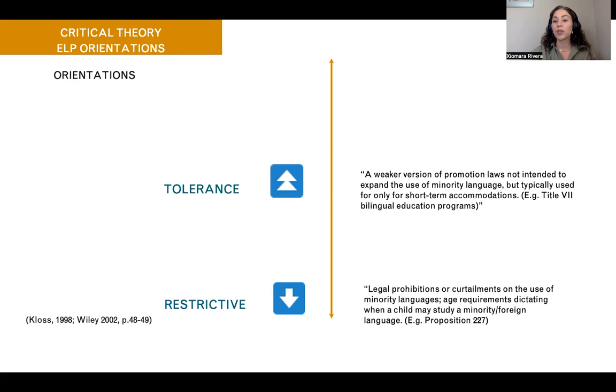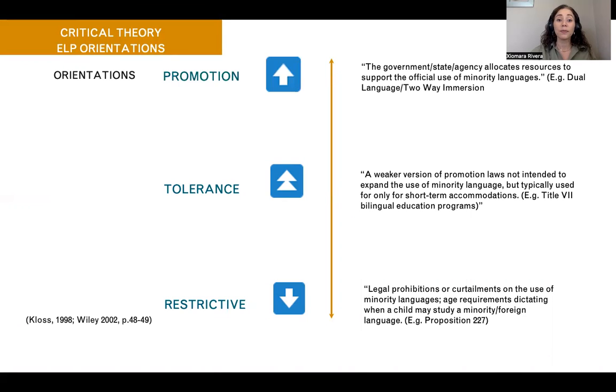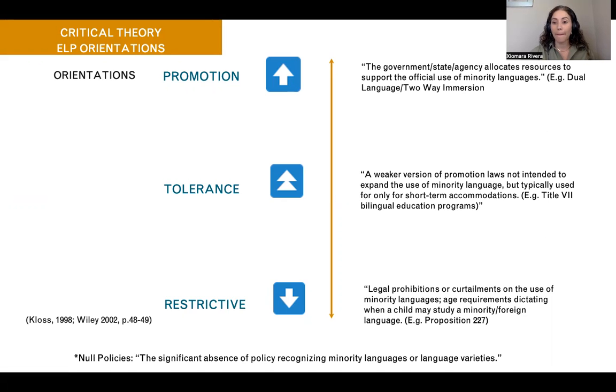Tolerance orientation, which is a weaker version of promotion orientation, not intended to expand the use of language programming, typically used for short-term accommodations. Or promotion orientation, where the government or state agency allocates resources to support the official use of additional languages. So this is looking at dual language programs or two-way immersion programs, where the additive language programming policies and programs support multilingual spaces.